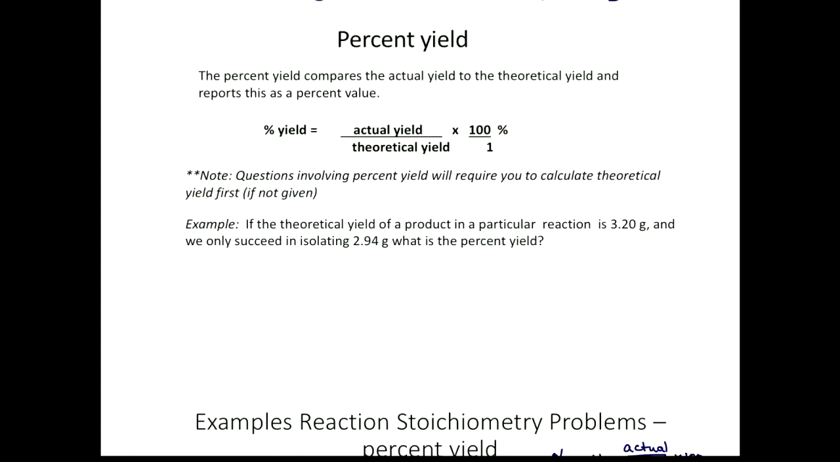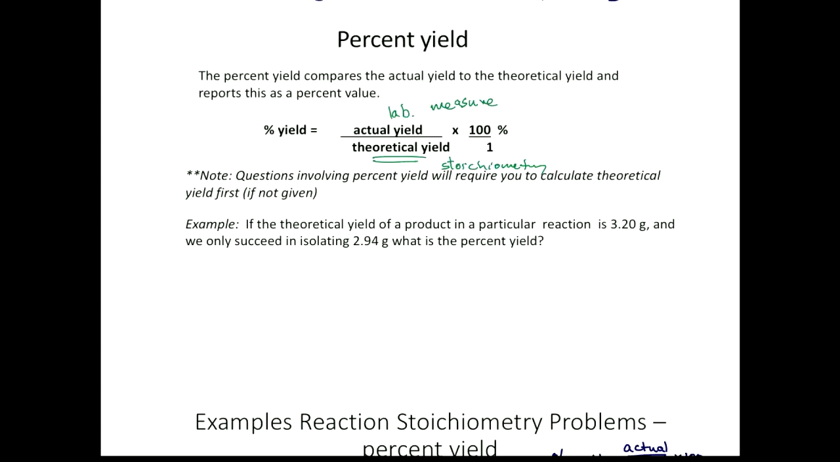The idea here is when we're in lab, you might not get all of the product that you sought out. And so that's where we get these percentages here, where your percent yield is your actual yield. So this is like what you get in lab. This is what you actually measure after your reaction is done, all right? Over your theoretical yield. So this theoretical yield comes from your stoichiometry that we did previously. All right, and then you multiply it by 100 to get your percentage.